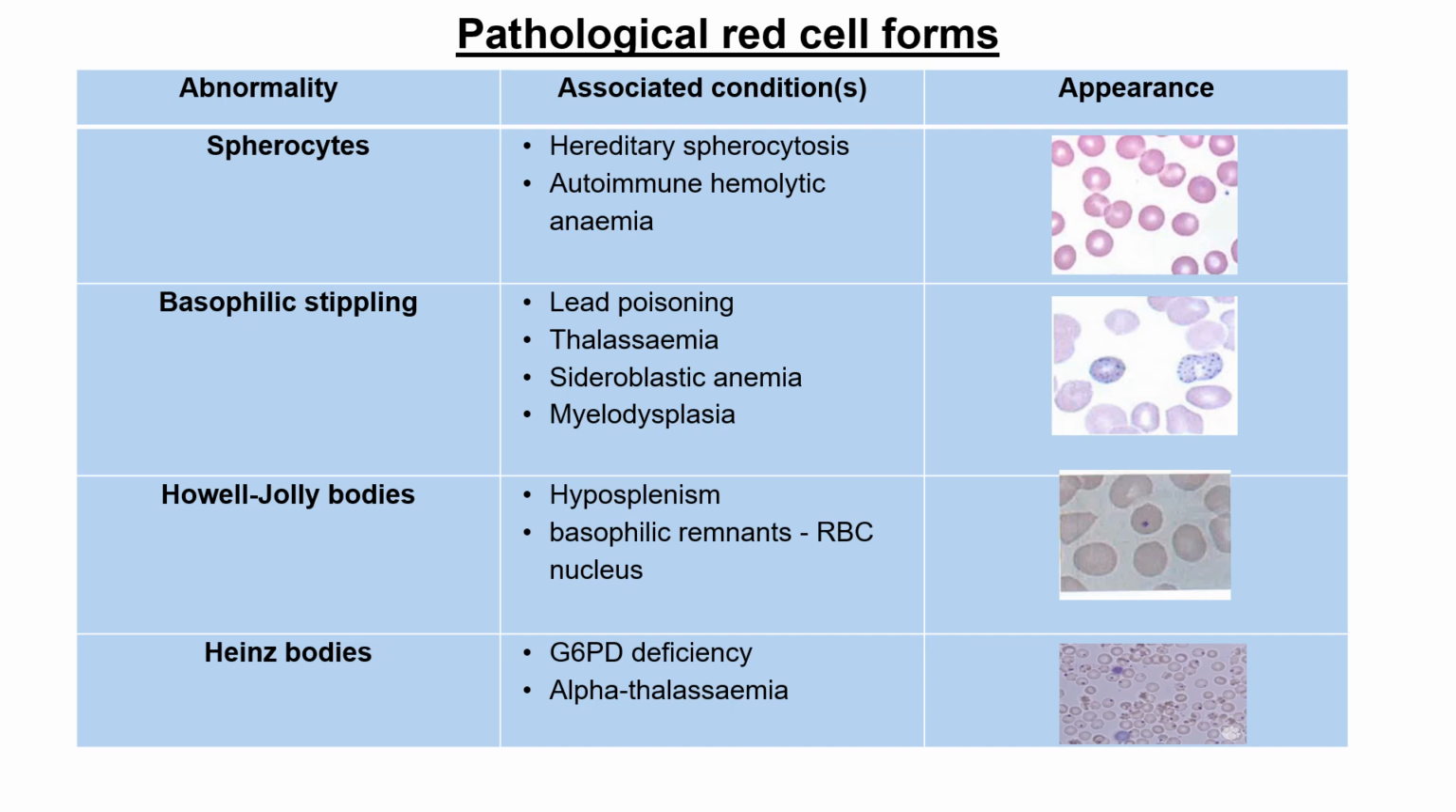Howell-Jolly bodies, if they come up in the exam, show hyposplenism. These are the basophilic remnants of the red blood cell nucleus. Glucose 6-phosphate dehydrogenase deficiency presents with Heinz bodies. Moreover, alpha thalassemia can also cause Heinz bodies.